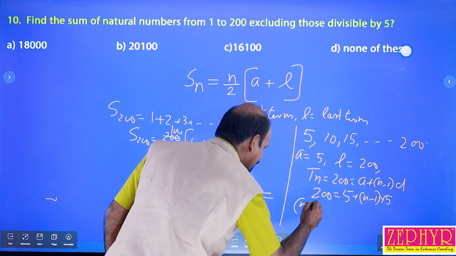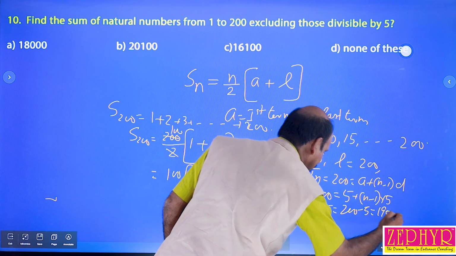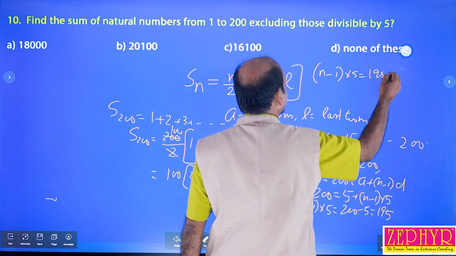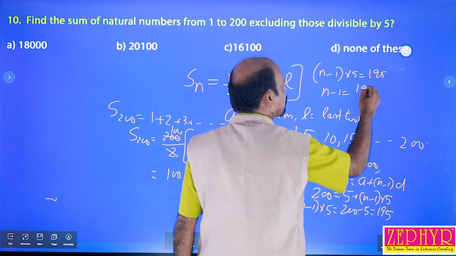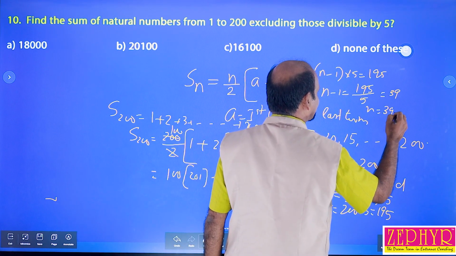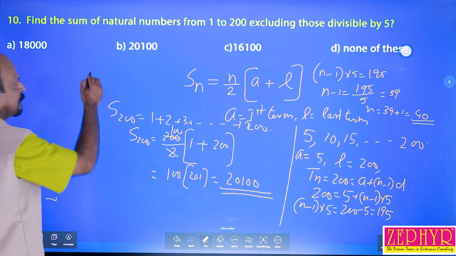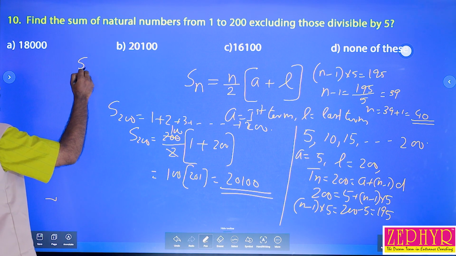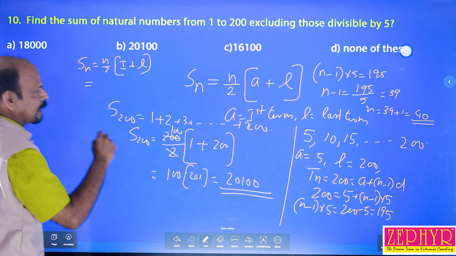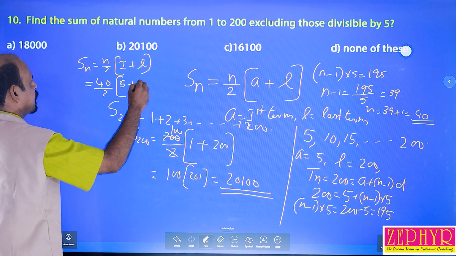So you will get (n minus 1) into 5 equal to 200 minus 5, that is 195. So (n minus 1) into 5 equal to 195. Therefore n minus 1 equal to 195 by 5, that will give 39. So n equal to 39 plus 1, 40. So using this value of n, you can calculate the sum of the numbers divisible by 5. Sn equal to n by 2 into (first term plus last term). There are 40 terms we got.